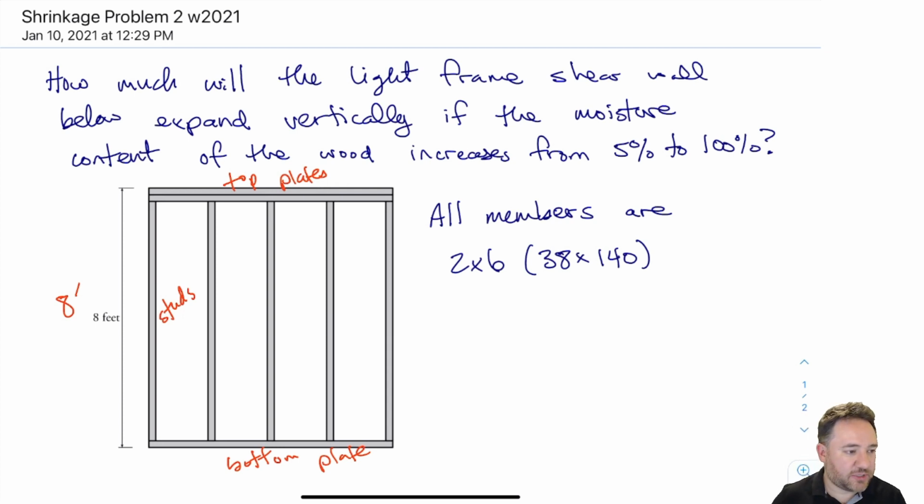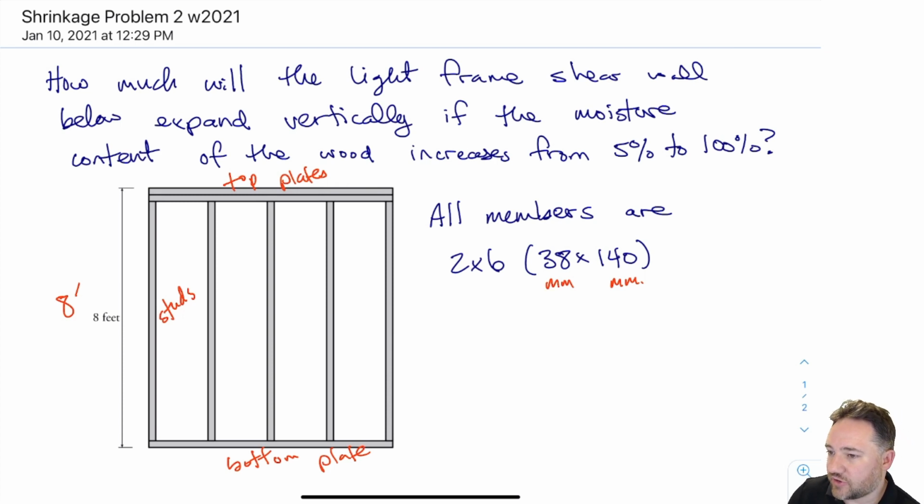It says all the members here are 2 by 6. 2 by 6 means nominally 2 inches by 6 inches, but as we discussed in the moisture video as well, it's not actually 2 by 6. It's more like 1.5 by 5.5 or something like that. So it's 38 by 140. Those are the millimeter dimensions, so I've given those to you. We will have to convert the feet into something metric so that we can deal with these. So let's get started.